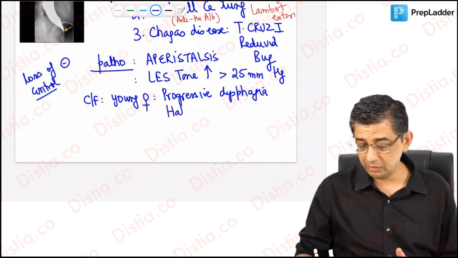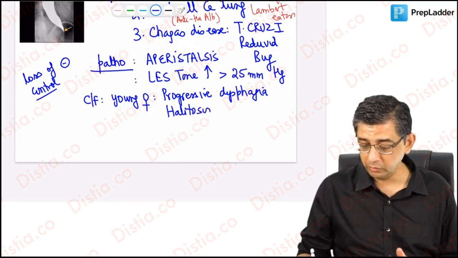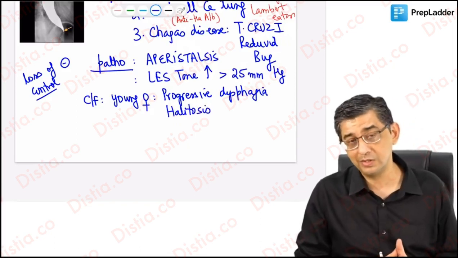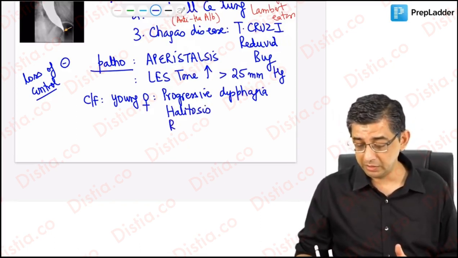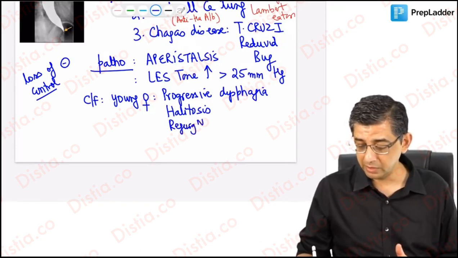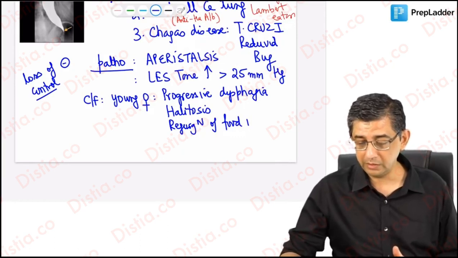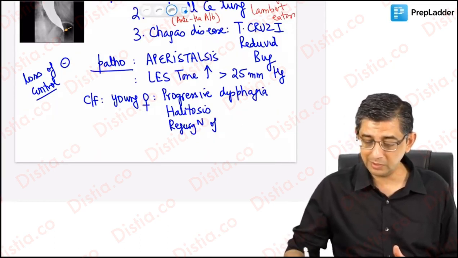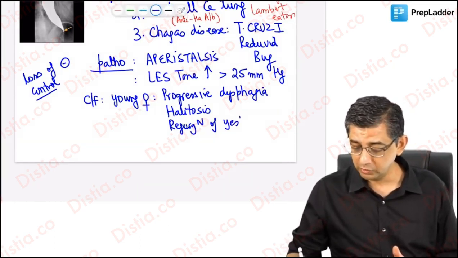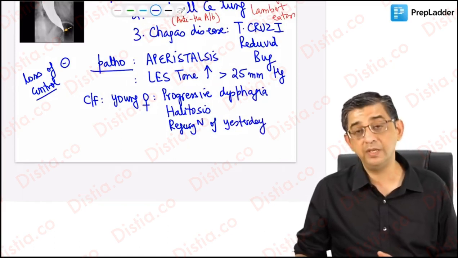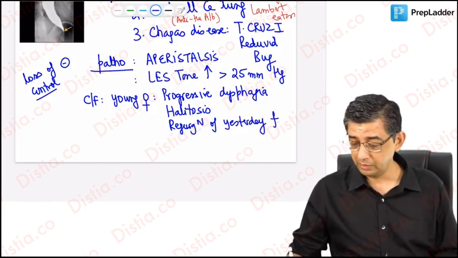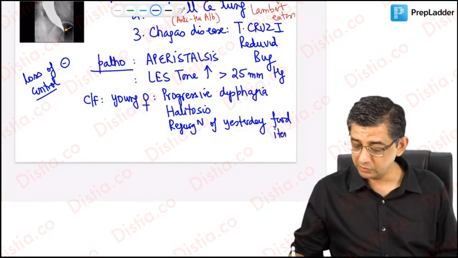It would remain behind in the esophagus, so there could be rotting of food and water contributing to halitosis. There would be regurgitation of yesterday's food items. I have highlighted this for the second time today, that regurgitation of yesterday's food items is a feature that you see both with Zenker diverticulum as well as with achalasia. But the difference is very well obvious on the slide before you.